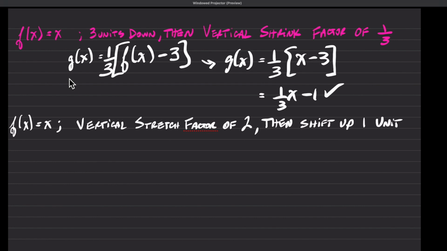Okay, moving down, we have a vertical stretch of a factor of 2, then shift up a unit. All right, here's our original function. Let's do our theoretic g of x. Okay, so vertical stretch, we're going to have f of x, factor of 2, we keep it as is. Then we shift up 1 unit. Okay. We're going to take f of x, which is just x, and replace it. We're going to have 2x plus 1 as our final g of x.